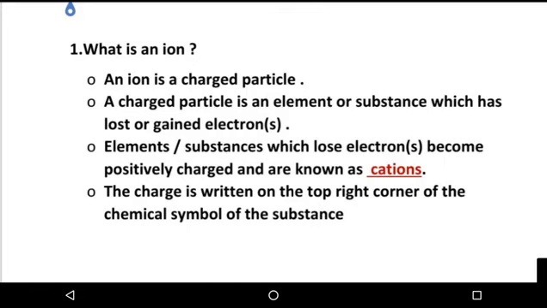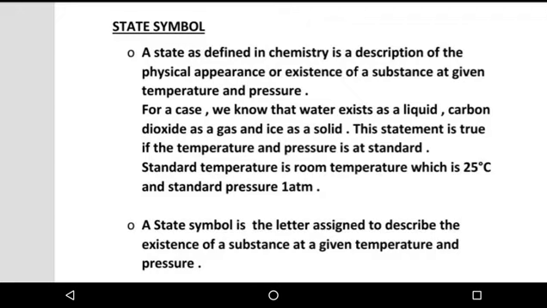First, we must define the word state. A state, as defined in chemistry, is a description of the physical appearance or existence of a substance at a given temperature and pressure. For example, we know that water exists as a liquid, carbon dioxide as a gas, and ice as a solid. Now, this statement is true if the temperature and pressure are standard. When we say standard temperature and pressure, we are talking about a temperature of 25 degrees Celsius and a pressure of 1 atmosphere.